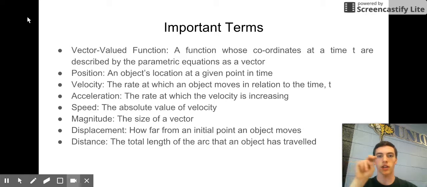Now, on the other hand, distance is how far you traveled. So distance is how far you traveled in that loop. So this is displacement, this is distance.